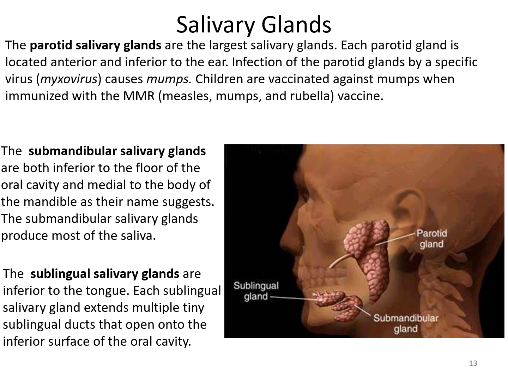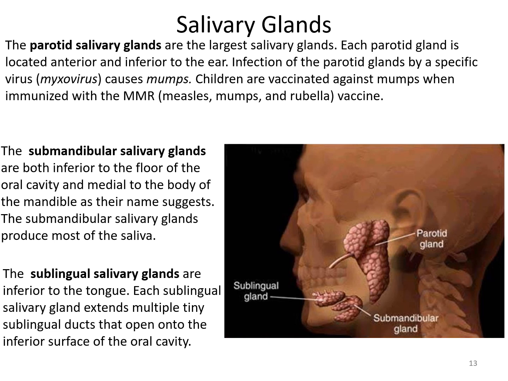The parotid salivary glands are going to be the largest ones. Each parotid gland is located anterior and inferior to the ear, so you can see it here. Infection of the parotid glands by a specific virus can cause mumps. Children are vaccinated against this when they get their MMR vaccine.